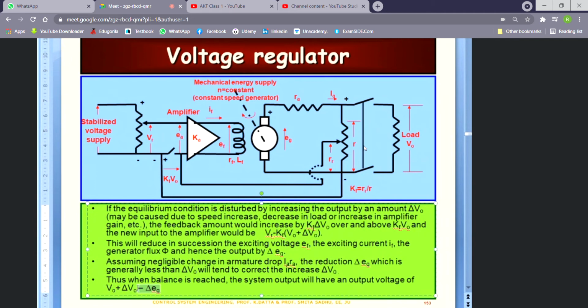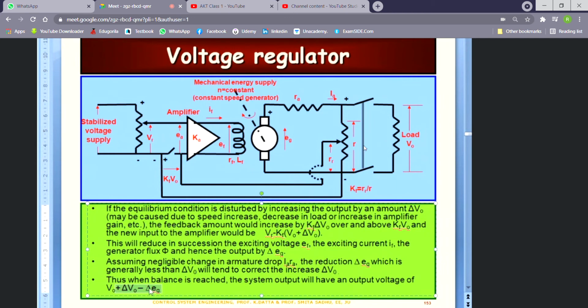After increasing by an amount delta VO, it has decreased by an amount delta Eg. So this overall amount is much closer to the original level, that is VO at the output side, that was pre-specified, right? So basically, the system will have the ability of taking a corrective action so that any increase in the output voltage will lead to a correction and hence a decrease, which is going to make the overall voltage closer to the pre-specified value, that is VO.